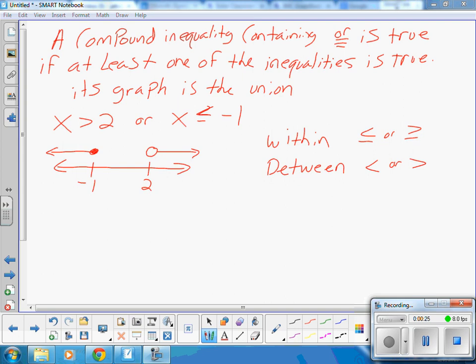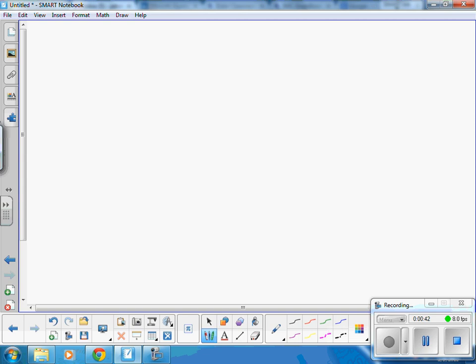So we just got done talking about the within and between. Within includes the point given, and between excludes the point given. All right, another example: negative 2x plus 7 less than or equal to 13, or 5x plus 12 is greater than 37.